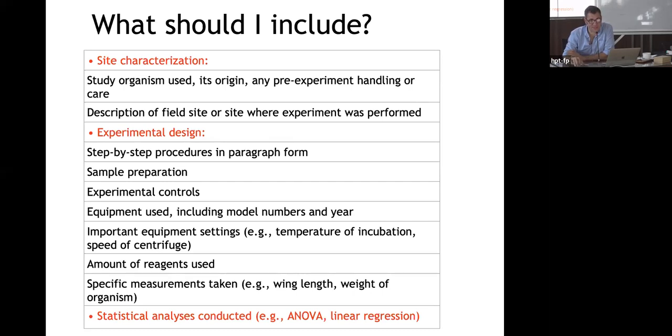Then give information about the experimental design: step-by-step procedures, how you prepared the samples, which controls you have, the size of your experiment, so the number of replicates. Give this information so it's clear which experiments were done, the number and type of controls, and the number of replicates. And then, as I mentioned, give details about the statistical analysis conducted.